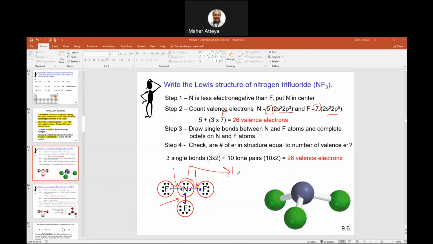Lone pair. So it has another name called non-bonding valence electron. Non-bonding valence electrons. They are not involved in bonding. Non-bonding pairs or non-bonding valence electrons or lone pairs. Orphan. They are orphans. They are not a part of any bond, not sharing any bond.